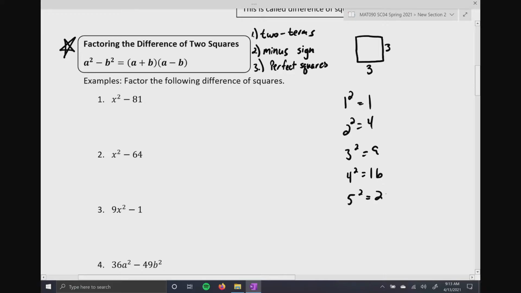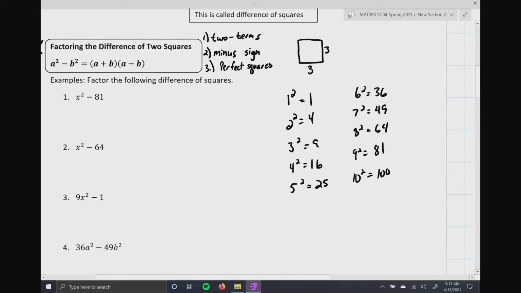5 squared is 25. 6 squared is 36. 7 squared is 49. 8 squared is 64. 9 squared equals 81. 10 squared equals 100. And I'll give you a couple more. 11 squared is 121. 12 squared is 144. 13 squared is 169. Those are the biggies.